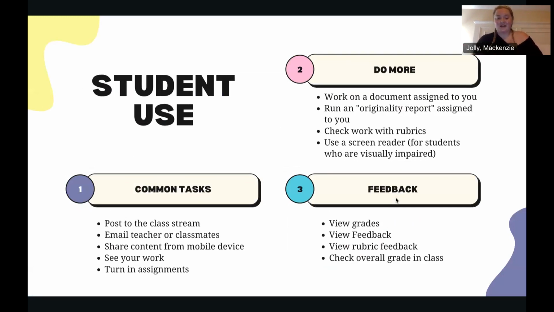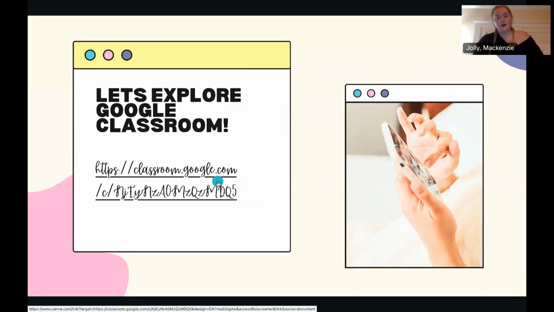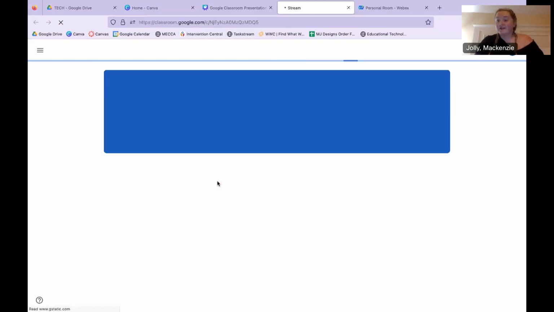It's actually really neat. And then, so for feedback, you can view your grades. You can just view overall feedback and comments. Teachers are able to type on rubrics and submit them. And then you can also check your overall grade. So let's take a look at Google Classroom itself.